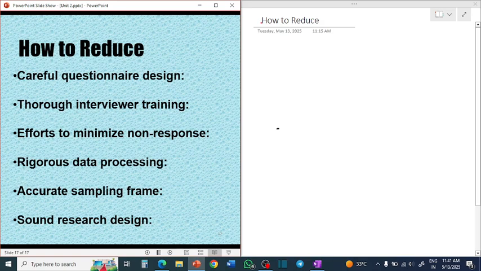And rigorous data processing. So while you do research, the data which you have collected should be tested through many tests to see that the data processing is done in a correct way. Then comes accurate sampling frame. As we have discussed in the previous slide only, I am not going to elaborate on this one. And then finally we come on to the sound research design. So your research design should be done in such a way that there is no way to have sampling error or non-sampling error. So this is all for now.